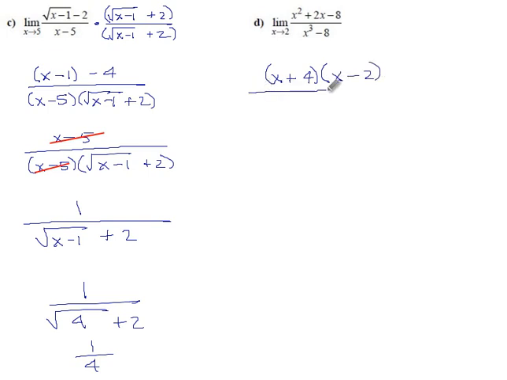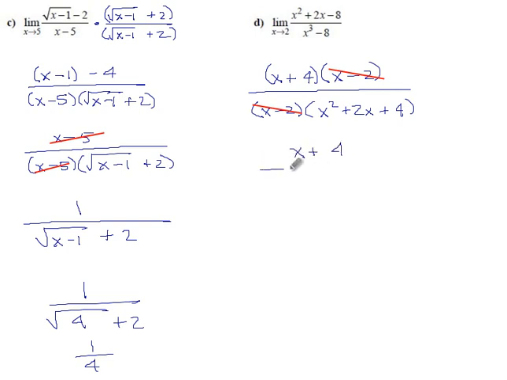The denominator is a difference of cubes, which we don't do a whole lot, but that will factor as x minus 2, and then we get x squared plus 2x plus 4, if I'm not mistaken. The x minus 2's cancel, which is great, and let's see how the rest of this behaves.